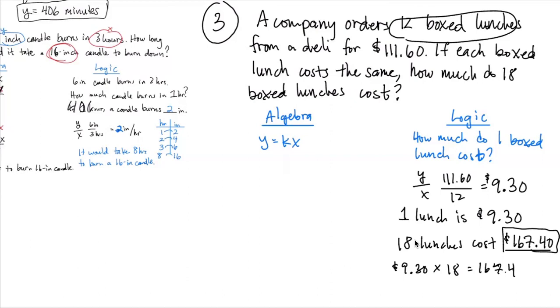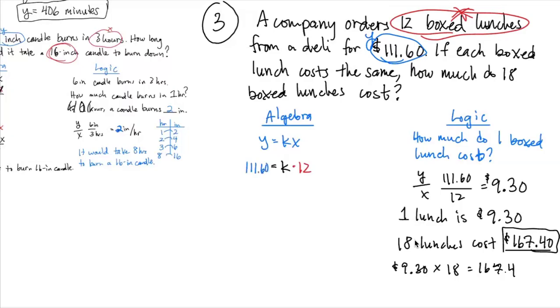Using algebra, y equals kx. Box lunches, that's going to be my x. And the cost, that's going to be my y. So k times 12 box lunches is going to equal 111.60. Draw my line down the equal sign. Divide by 12, divide by 12. You notice it's really the same math. We're taking 111.60 divided by 12. These cancel. K equals 9.3.